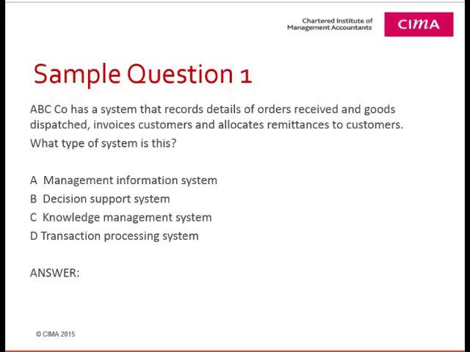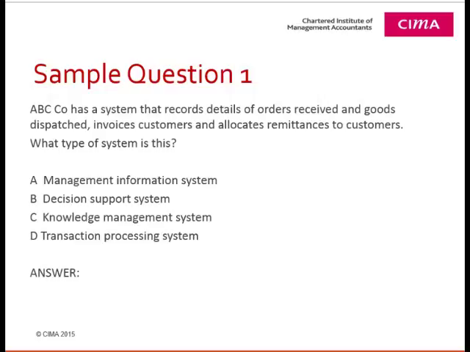So on that basis, B can't be the correct answer. Choice C presents a potential problem. A knowledge management system is intended to create, capture, store, and share information. The question notes that the system records details of orders, i.e. it captures it, invoices customers, creates it. And this may create confusion for an ill-prepared candidate.